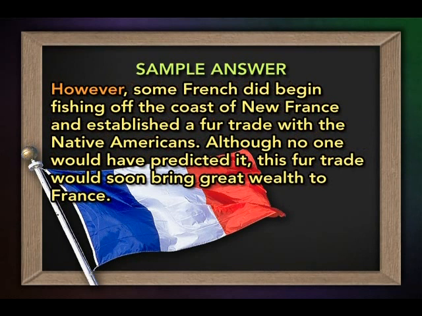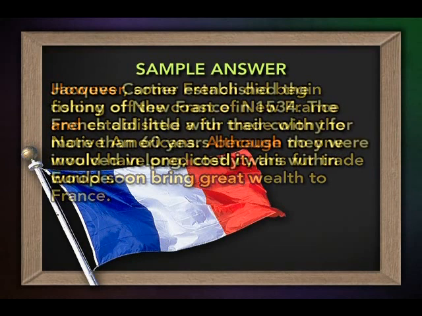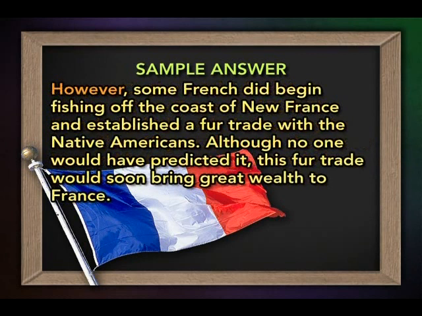However, some French did begin fishing off the coast of New France and established a fur trade with the Native Americans. I used the transition however to show contrast, and I used and to link ideas. Although, concession, no one would have predicted it, this fur trade would soon bring great wealth to France. So I linked ideas with these transitions: because, however, and although. In so doing, I linked related ideas to make my writing more logical and therefore much stronger.